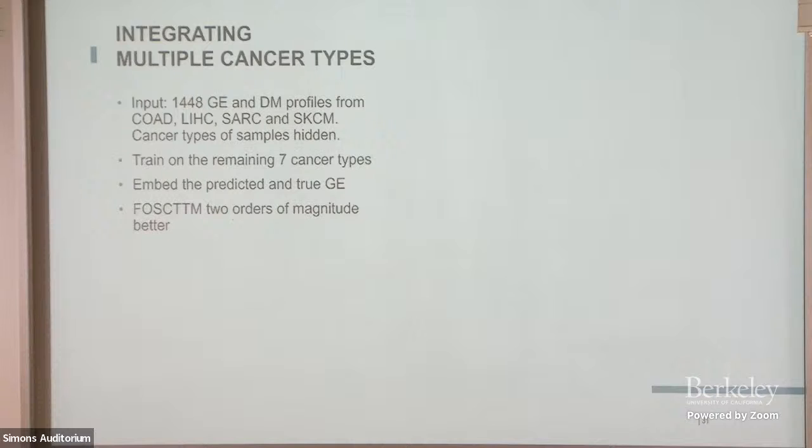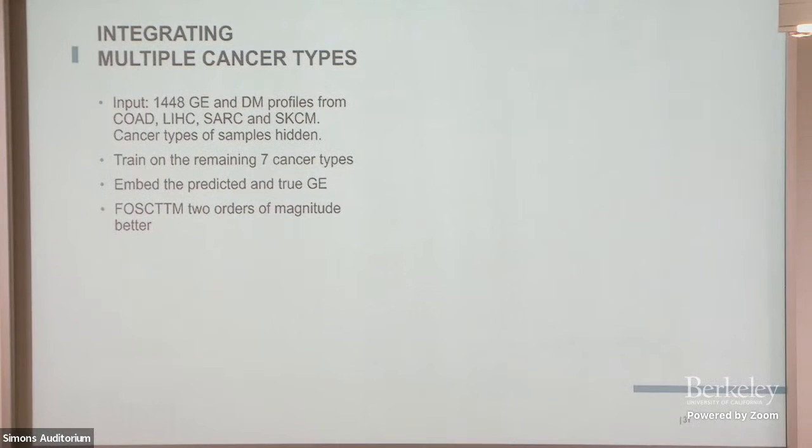Here is one other task that we could do. So here we looked at 4 cancer types together, and we trained on the remaining 7 cancer types, and then did the embedding. And again, the FOSCTTM was 2 orders of magnitude better than in the other methods.